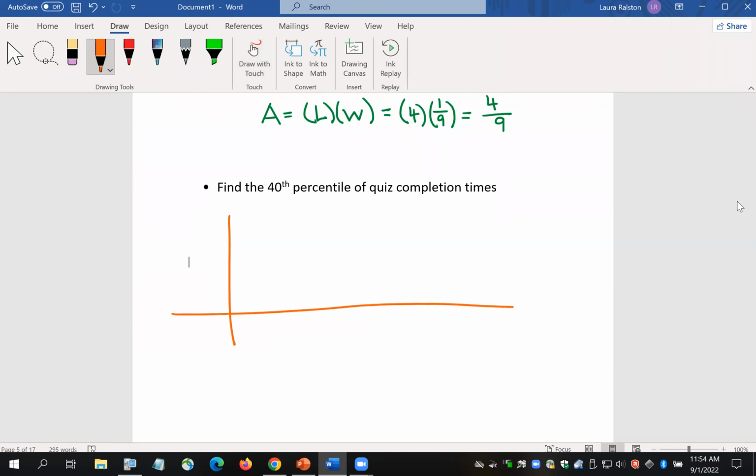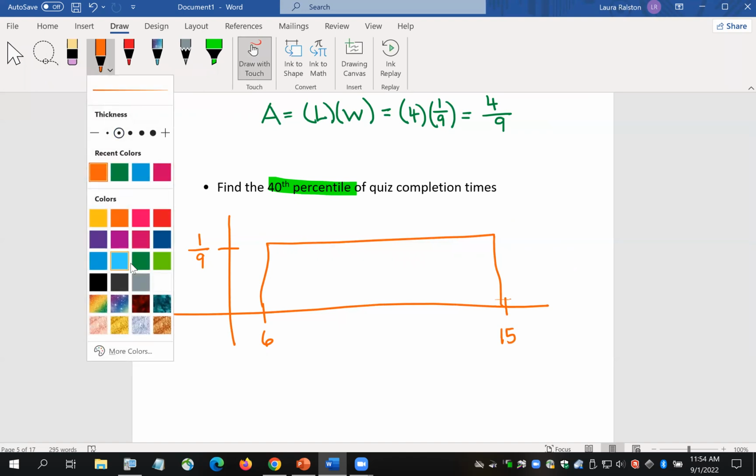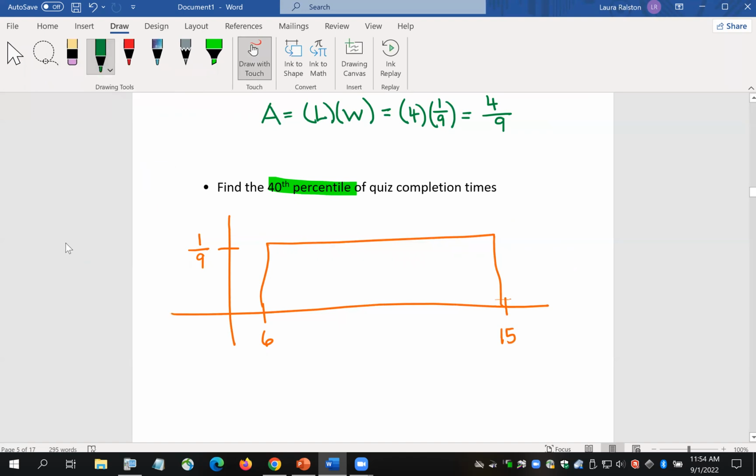I'm going to draw the picture. We have from 6 to 15. Sorry, a little crooked there. Okay, probability is 1/9. Okay, so we know we have 40% because it tells us that. See right here, it says 40th percentile. So we know we have 40%. And for that 40%, the minimum is going to be 6.